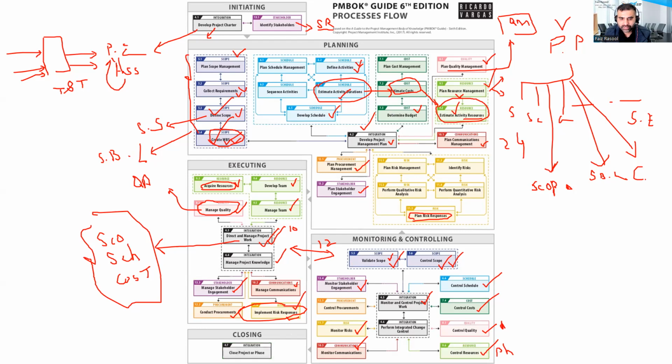And then if everything goes fine, we effectively close our project or phase of a big project. So this is the overall picture of PMI's framework for a waterfall project, in total 49 processes. Any question about it?